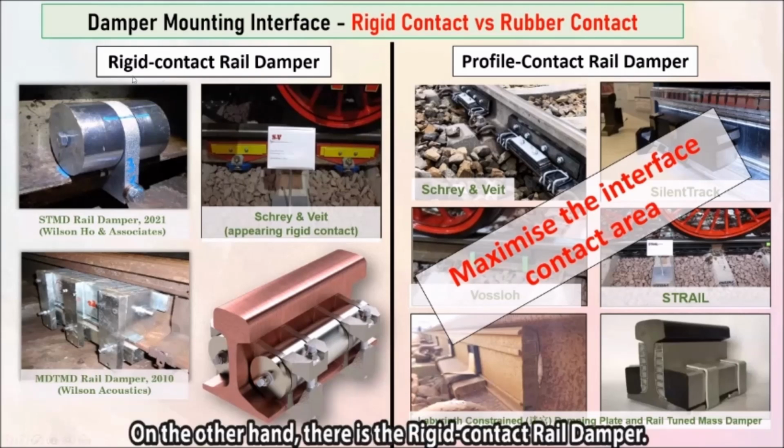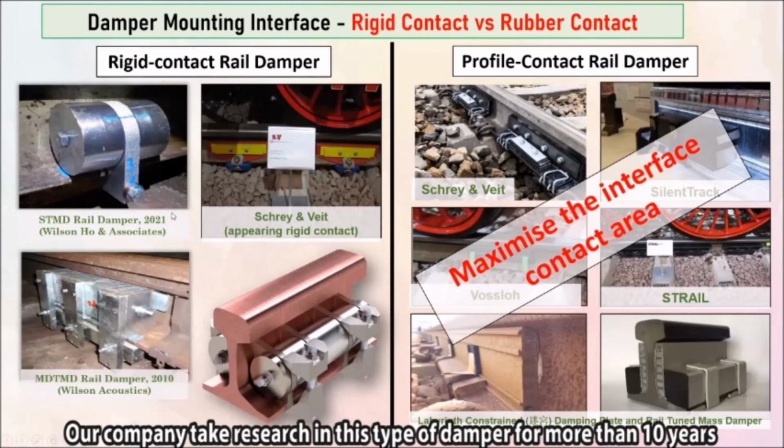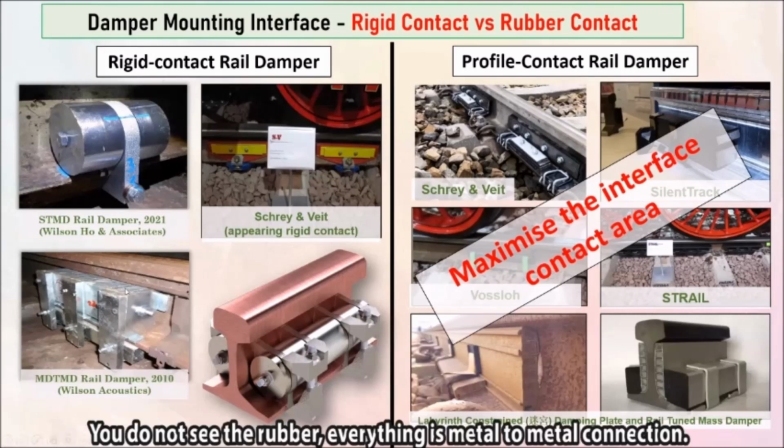On the other hand, there is a rigid contact wheel damper. Our company has researched this type of damper for more than 10 years. You do not see the rubber. Everything is a metal-to-metal connection.